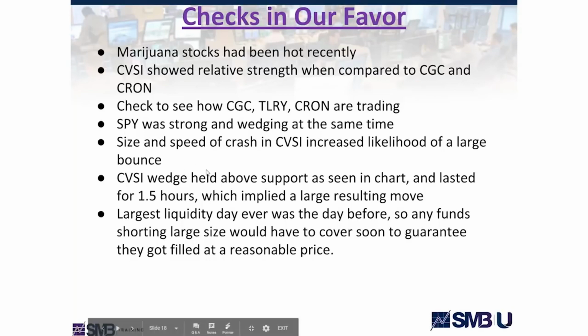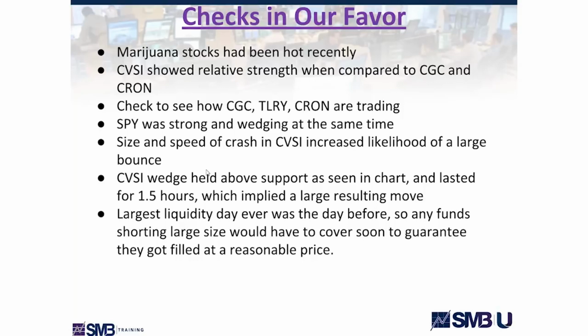The SPY was in our favor, strong and wedging at the same time. The size and speed of the crash in CBSI increased the likelihood of a large bounce. So we had that Citron hit piece. It pulled in way further than you would think, so it's got room to bounce. CBSI wedge held above support, as seen in the chart, held above VWAP. That's a great indicator that we're using on an intraday basis, and lasted for an hour and a half, which implied a large resulting move.